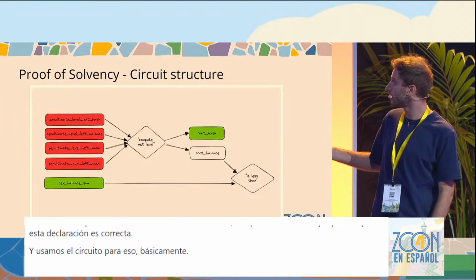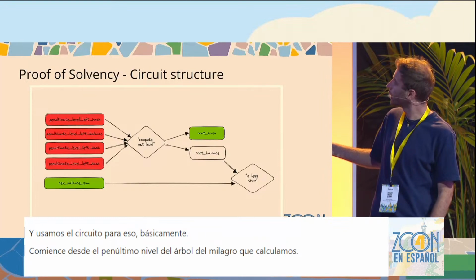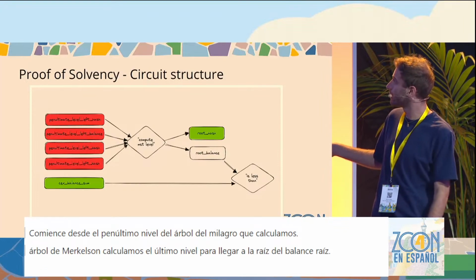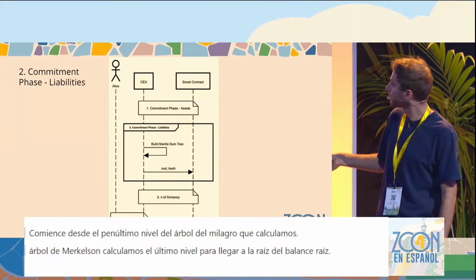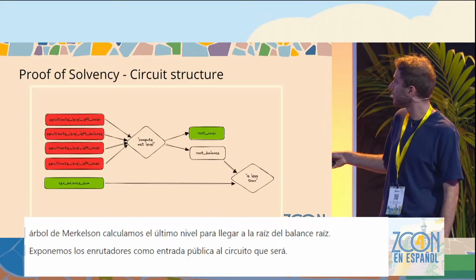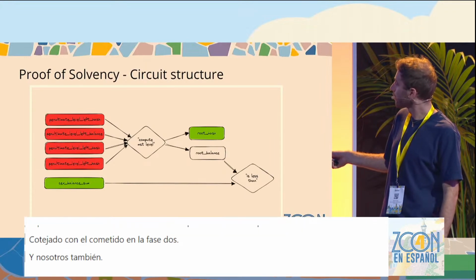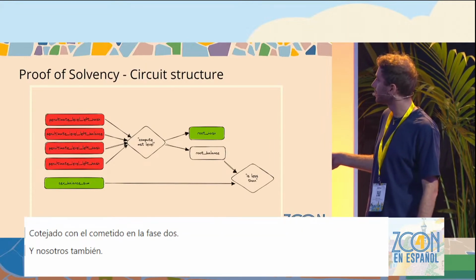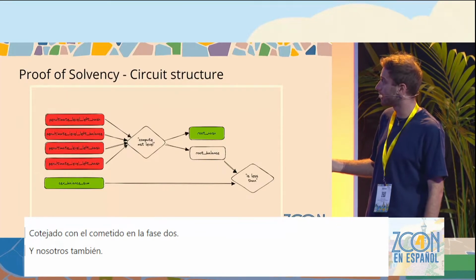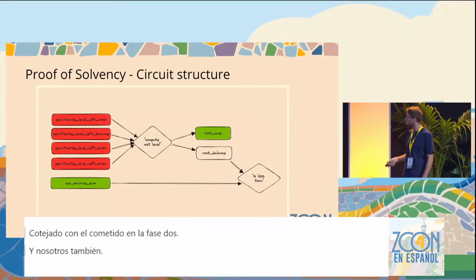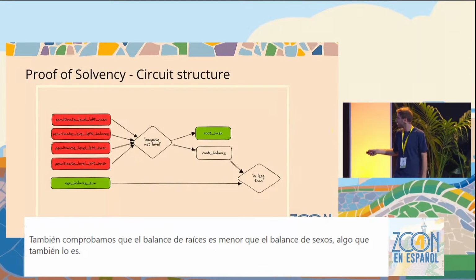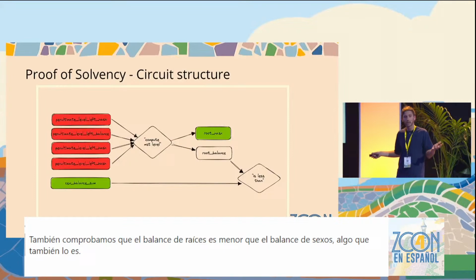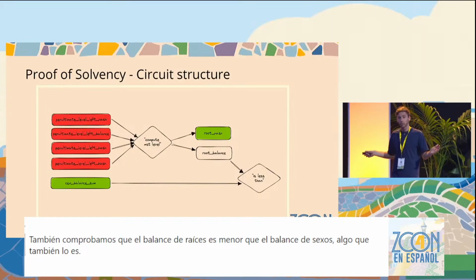We compute the last level to get to the root hash and the root balance. We expose the root hash as public input to the circuit that will be checked against the one committed in phase 2. And we also check that the root balance is less than the CEX balance sum, which is also another public input of the circuit. It's important to note here that this input can be hard-coded by the centralized exchange. They can put whatever here.